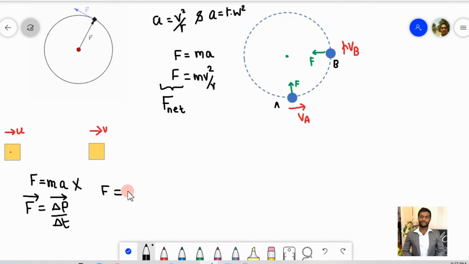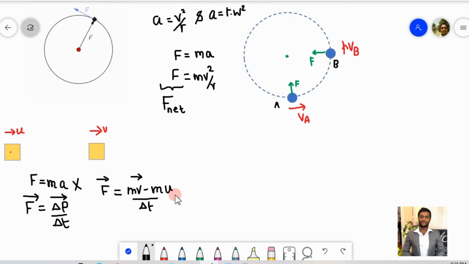In this example, the initial velocity is u. So we can write the initial linear momentum as m times u. Here v is the final velocity, so we can write the final linear momentum as m times v. So here F is equal to m times v minus m times u over t. So this is exactly Newton's equation.